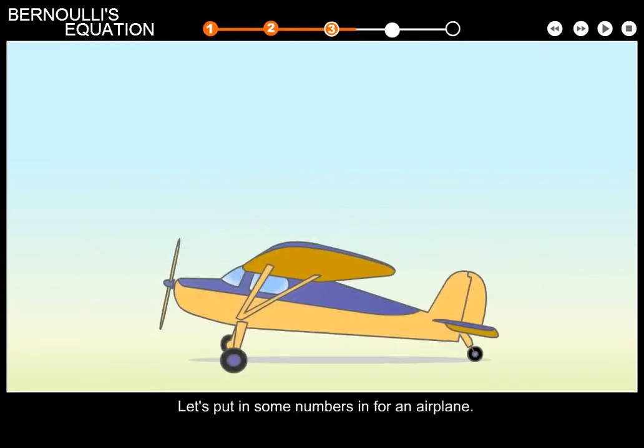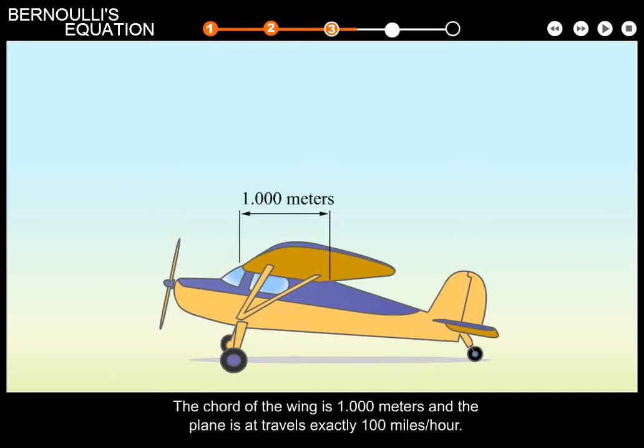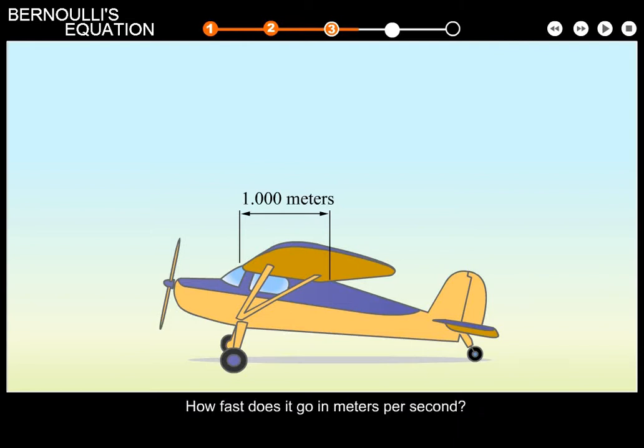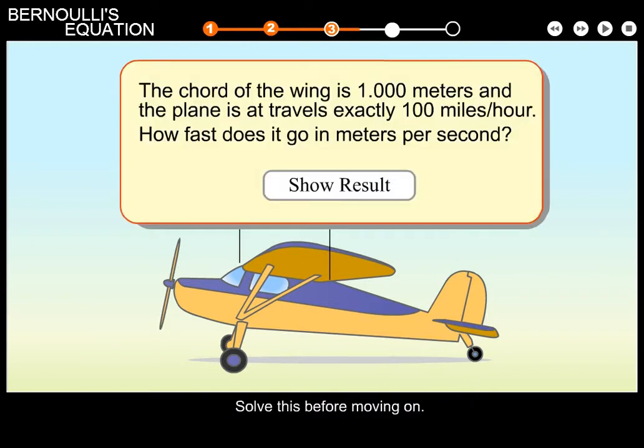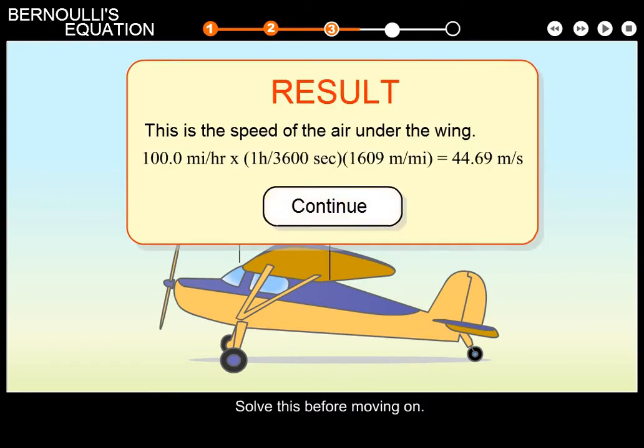Let's put in some numbers for an airplane. It is a light plane. The chord of the wing is 1.000 meters, and the plane travels exactly 100 miles per hour. How fast does it go in meters per second? Solve this before moving on. Did you get it? This is the speed of the air under the wing.